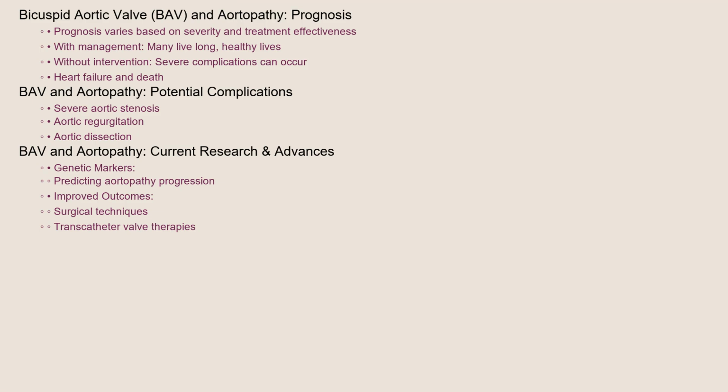The prognosis for individuals with BAV and aortopathy can vary depending on the severity of the condition and the effectiveness of treatment. With appropriate management, many individuals can live long and healthy lives. However, without timely intervention, severe aortic stenosis, regurgitation, or aortic dissection can lead to serious complications, including heart failure and death. Recent research focuses on identifying genetic markers that may predict the progression of aortopathy in individuals with BAV. Advances in surgical techniques and transcatheter valve therapies are also improving outcomes for patients with this complex condition.